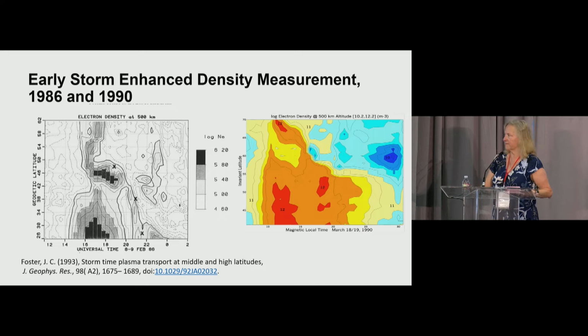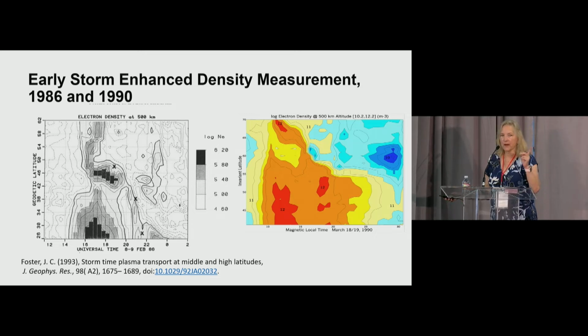And there were certainly hints or measurements of what we call storm enhanced density with the Millstone Hill ISR. First in 1986, this is from a paper by John Foster. Here, it's still in black and white, and then a little bit later, by 1990, we had color printers. So you can see we had some evidence of structures during storm times at Millstone.